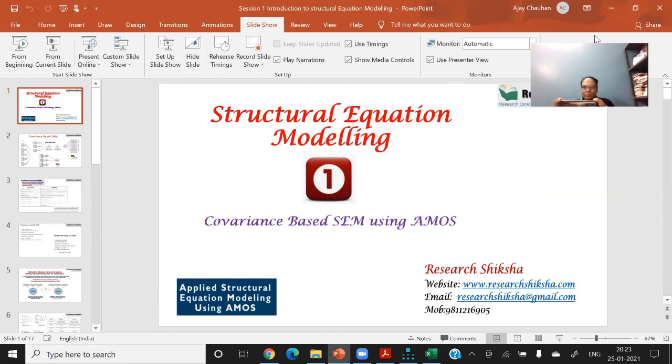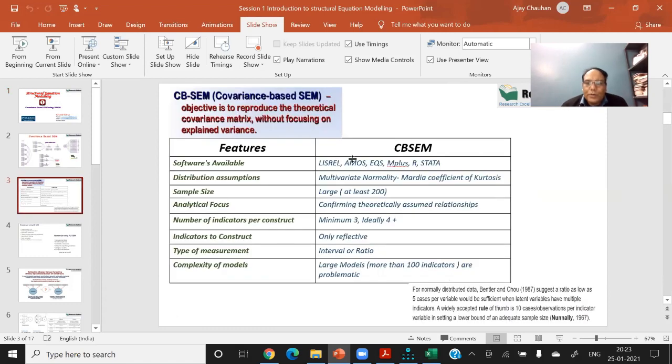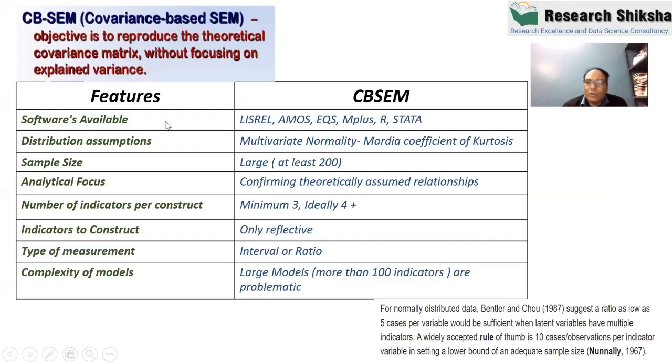Okay. So you need to remember a few things which I want to show here. Different software are available: AMOS, LISREL, EQS, Mplus, R, Stata, but AMOS is the best among all these software. Nowadays, Mplus is gaining a lot of popularity because of multi-level modeling. So I'm also planning to introduce a workshop on multi-level modeling using Mplus.